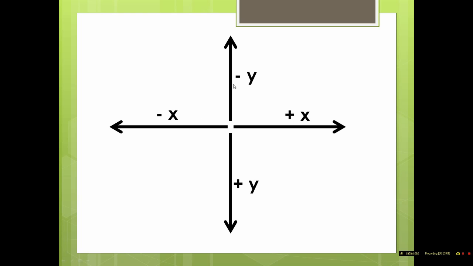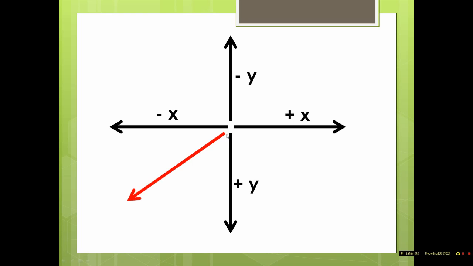So if I want to move left, right, up, or down, it's very easy. If I want to move left, I subtract from the x value. If I want to move right, I add to the x value. If I want to move up, I subtract from the y value. If I want to move down, I add to the y value. How much do I subtract or add? That's all dependent upon how fast you want your graphic to move on the screen.